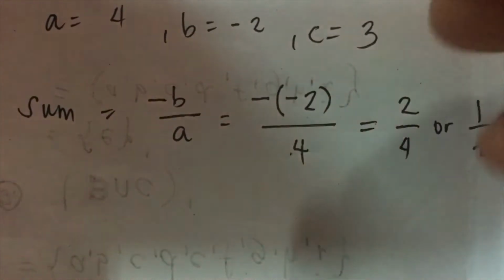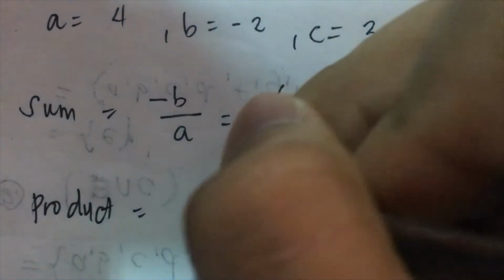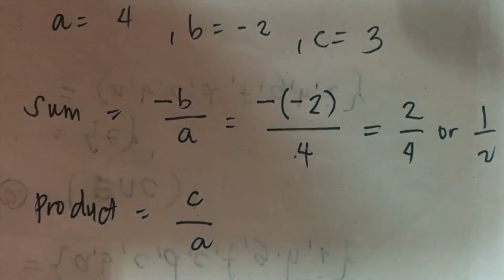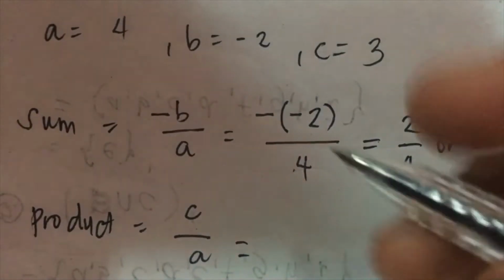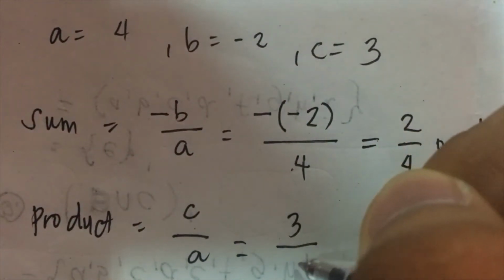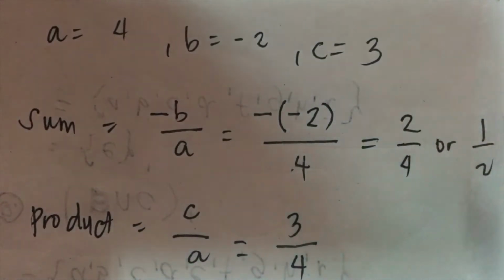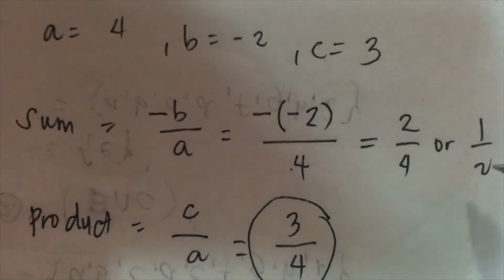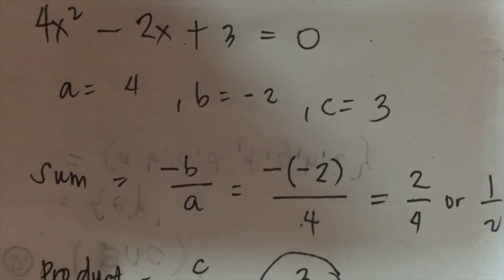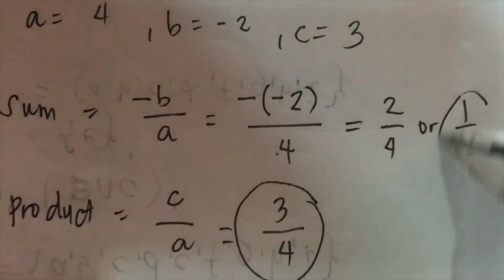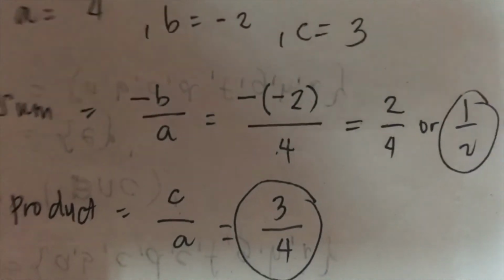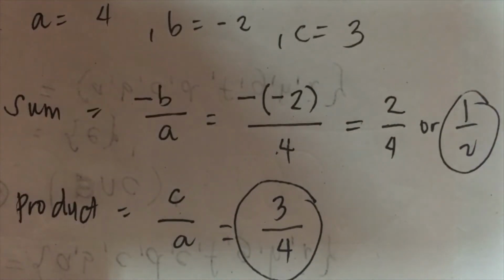And how about the product? So that is c over a. What is the value for c? That is 3. And our value for a is 4. So we have now the product of the given quadratic equation 4x squared minus 2x plus 3 as 3/4, and its sum is 1/2. So that is how easy it is.